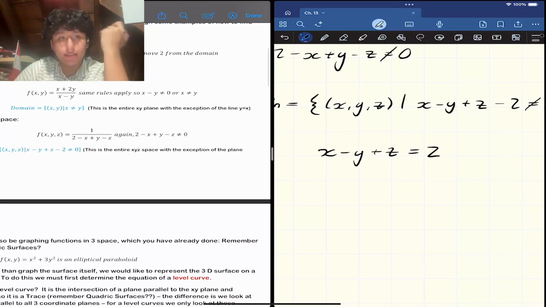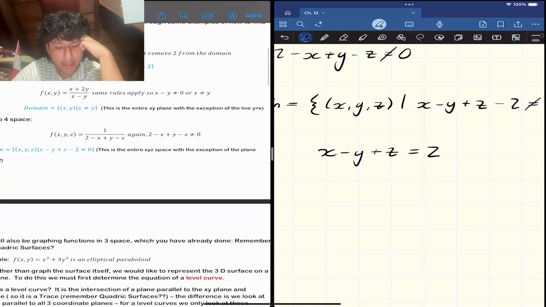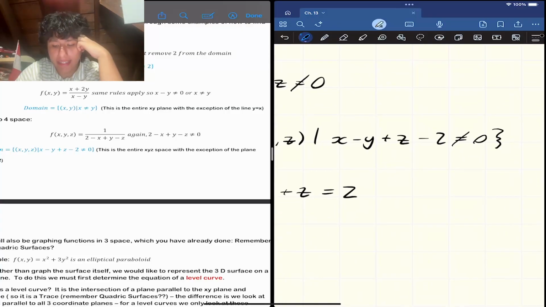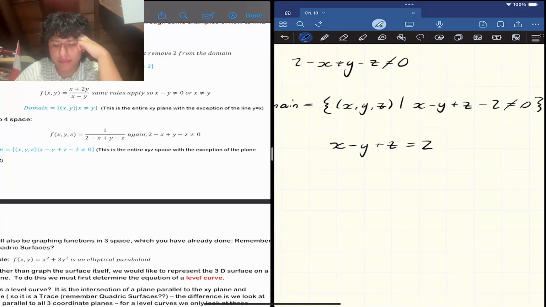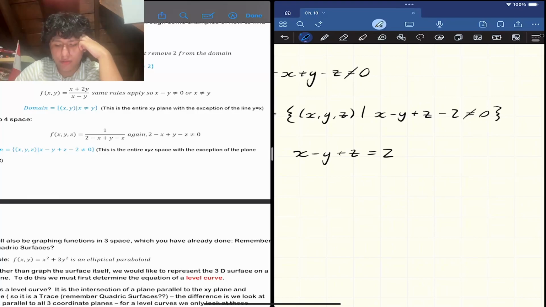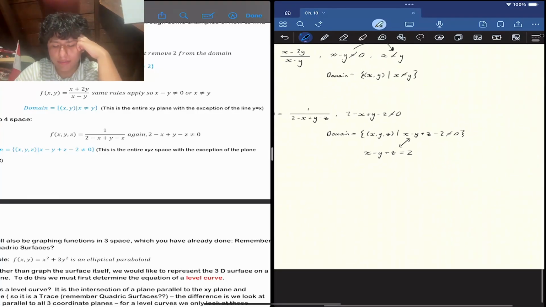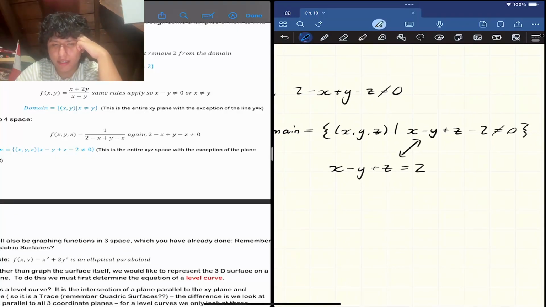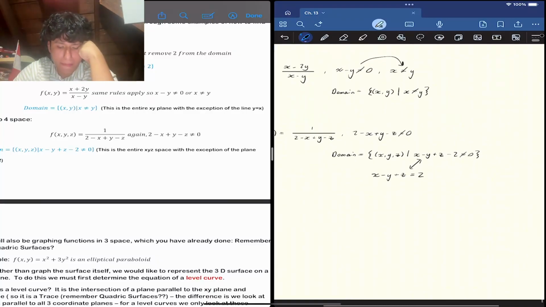This is a plane, right? So it's saying that it can be any other plane except for this. So I guess that does make sense, actually. That does indeed make sense, because this is in the formula of a plane. So that's domain.